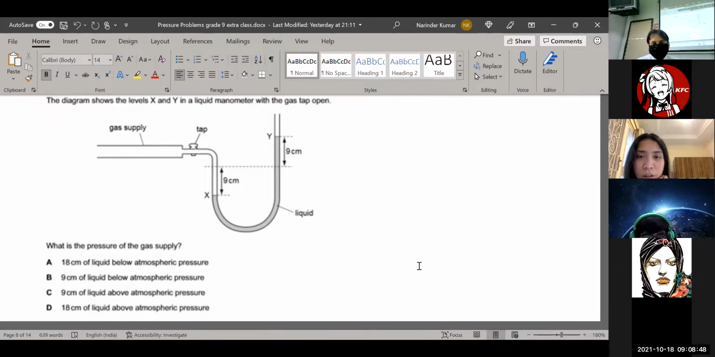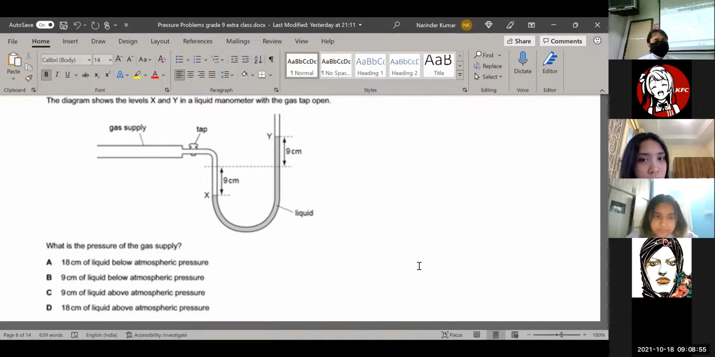D, because if the pressure from the gas is higher, it means that the right side is higher, right? Yeah, clear. Here, atmospheric pressure is lesser. The tube is raising, the right hand side is raising, upward. So D. The pressure of the gas is higher, and then your answer will be 18 centimeter of liquid above atmospheric pressure.